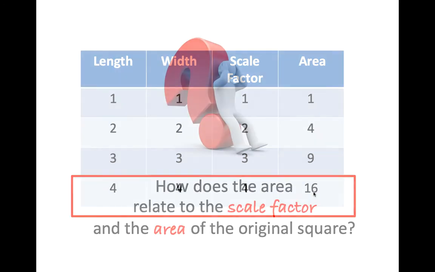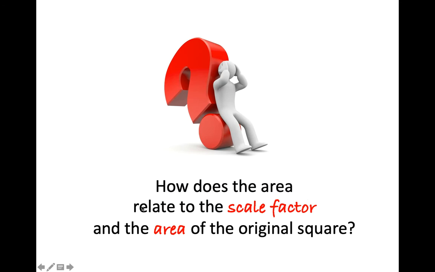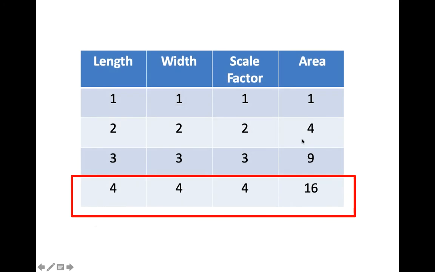Now, looking at these numbers, the question is, how does the area of each new quilt that we make relate to the scale factor and the area of the original square? So let's look at our table. How does the area of the new one relate to the original area and its scale factor? If I think about the original area of my square being 1, for the next one, there was a scale factor of 2, my area was 4.